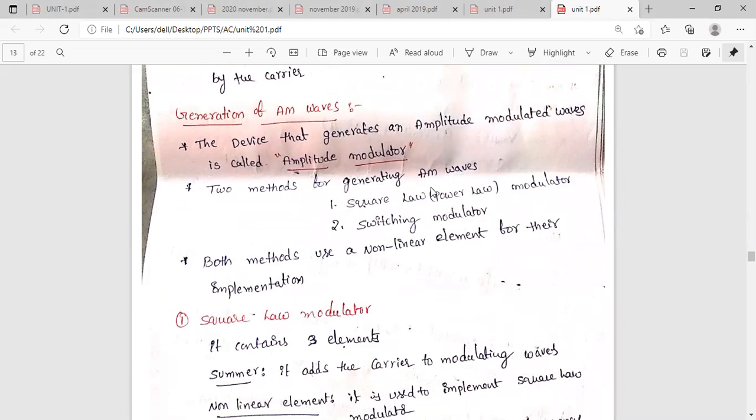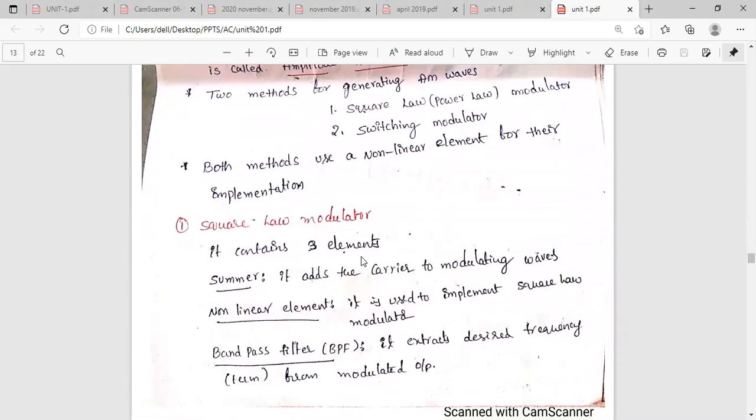In the square law modulator, we use a nonlinear device. In the switching modulator, we use a diode, which can act as a simple switch. If you observe the square law modulator, we have mainly three blocks. One is the non-linear element, that is nothing but a square law device. And we need a summer and we need a band pass filter. So band pass filter circuitry is a must in the generation of AM waves.